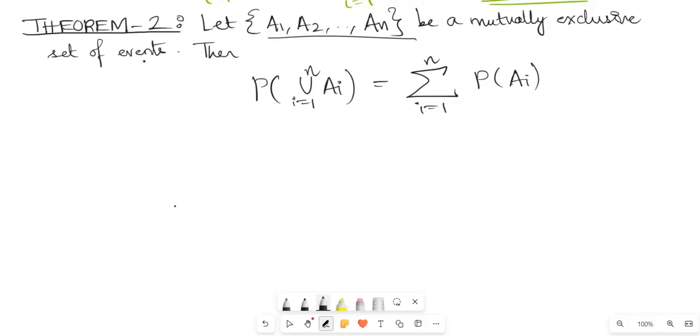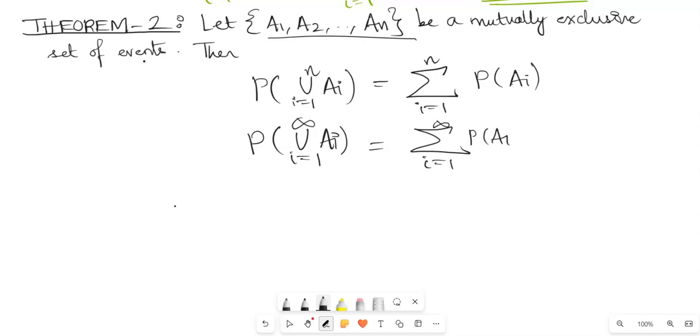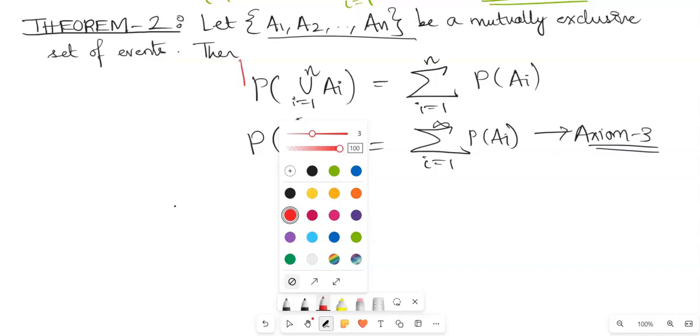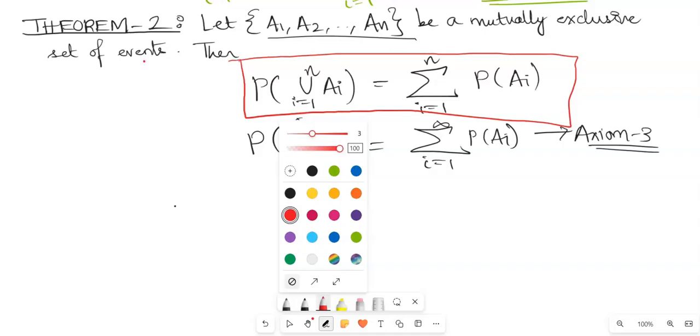gives me the summation of all individual probabilities. And if one will observe, this is quite distinct from axiom 3 of probability, which says that probability of union of i is 1 to infinity of Ai is equal to the summation of i is equal to 1 to infinity of probability of Ai. This is axiom 3 of probability, and we now need to show that this expression for finite additivity follows this rule.